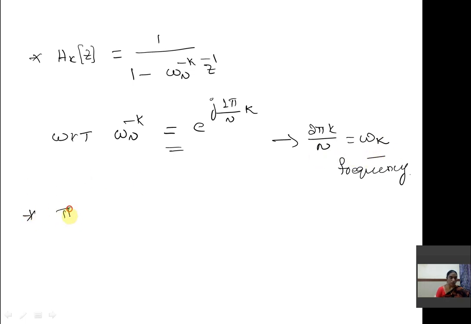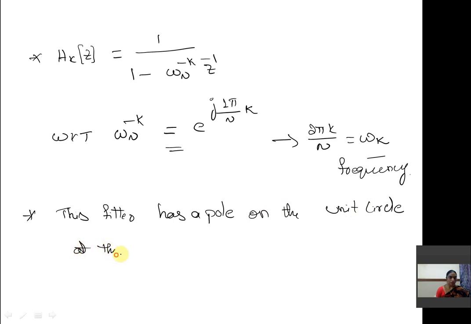So what is the conclusion here? This filter has only poles. Now, a pole on the unit circle at the frequency omega k, which is nothing but 2 pi k by N. At the frequencies, where k is an integer, at the frequency omega k equal to 2 pi k by N, it depends on k.